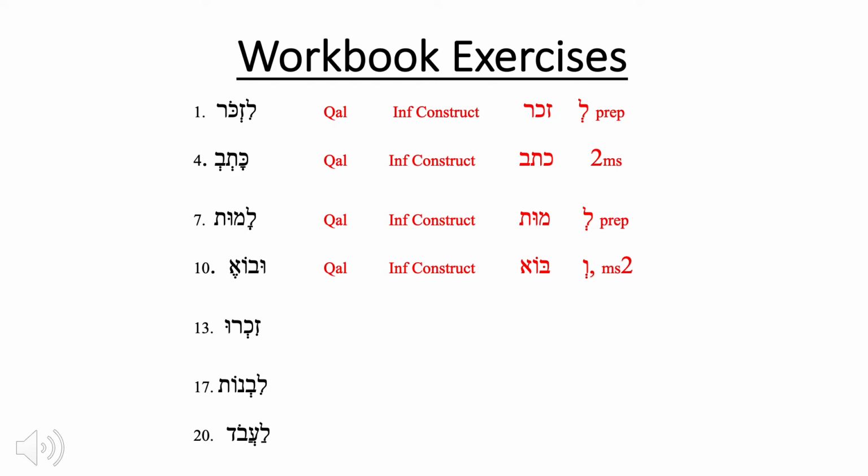Again, we have the final kaf, which is a 2ms because it's kaf plus a qamets, even though it doesn't appear here because PowerPoint doesn't like final kaf. But you'll see in your workbook there is a final kaf here. So this would indicate possession or the object, your coming, or you are going to come. Again, the infinitive can be translated in several different ways, but here it has that object on it, the 2ms, serving most likely as a possessive. What about number 13?